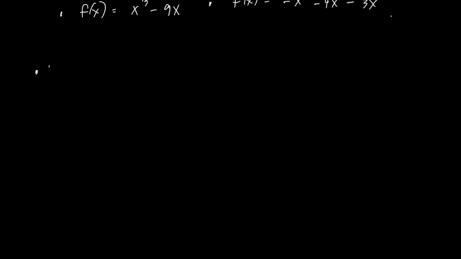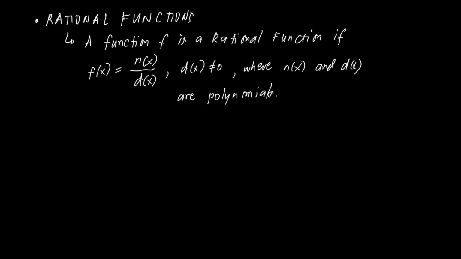Next is rational functions. Just like in our previous lesson when we had rational equations, a rational function is just an equation of ratios of two algebraic expressions or two polynomials. So what are rational functions? Let's define this one. A function f is a rational function if f of x is equal to n of x over d of x, where d of x is not equal to 0, where both n of x and d of x are polynomials.